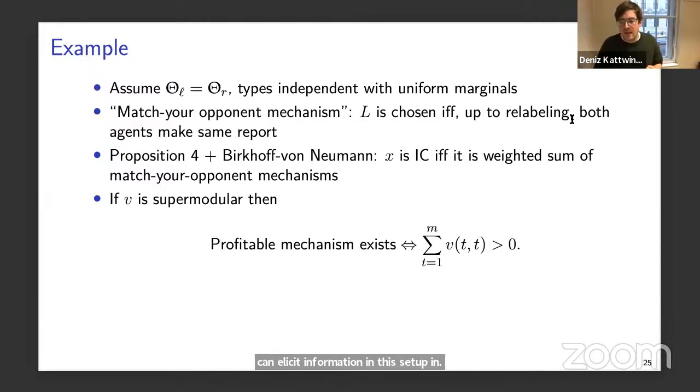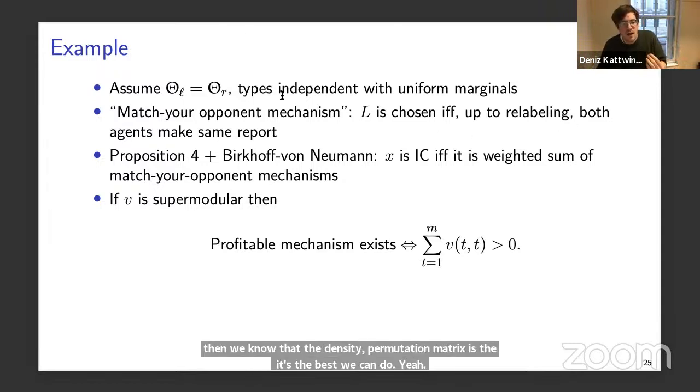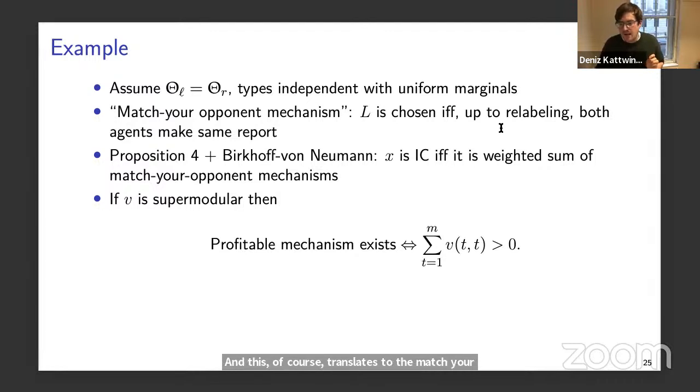Under more assumptions, namely that V is supermodular, we know what the best extreme point of the set is. If V is supermodular, this is the situation of assortative matching, and the identity permutation matrix is the best we can do. This translates to the match your opponent mechanism without relabeling. Then to check if a profitable mechanism exists, we can just look at this one extreme point, which matches each type with the same type, and see if this gives us something profitable. Remember, everything was uniform, so we don't have the probabilities here, but this is exactly your expected payoff from this match your opponent mechanism without relabeling, and we can check whether this gives us something positive.